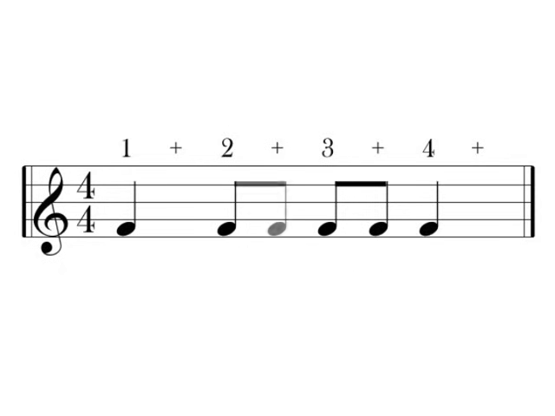Let's take a look at measure 2. In measure 2, beats 1 and 4 contain quarter notes, and beats 2 and 3 are each divided into 2 equal halves or eighth notes. Let's count. 1, 2, and 3, and 4.